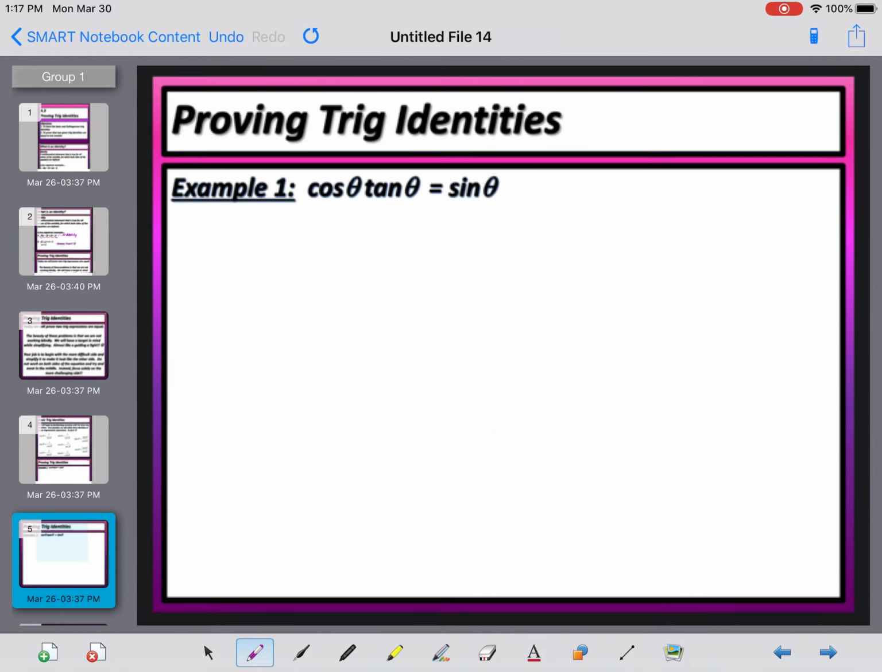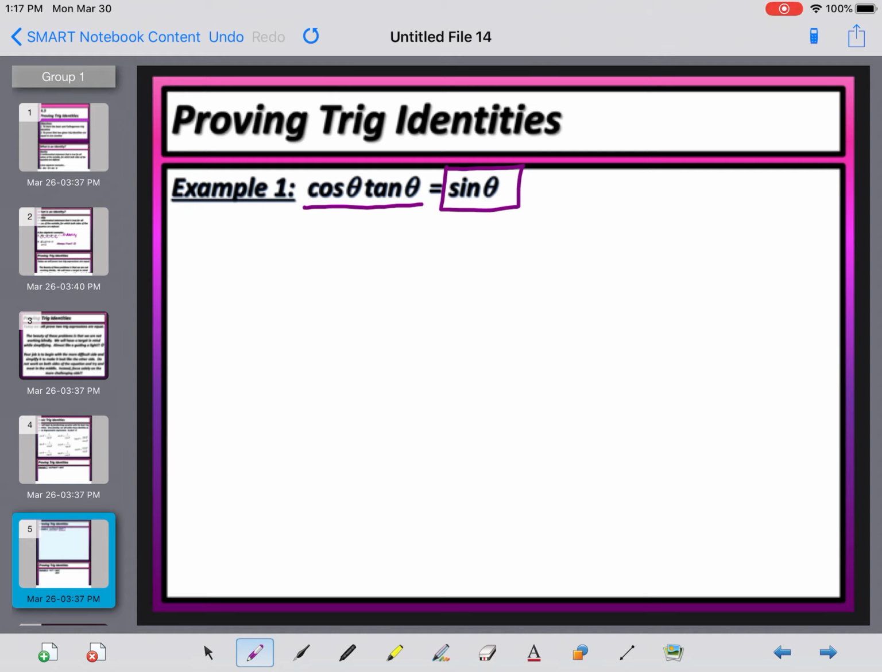So let's try and use some of these to prove that these two sides of this equation are actually showing the exact same thing. The first thing you want to do is identify the more complicated side. Clearly it has to be the left, because that has two expressions and the right side only has one. So this is our goal: the opposite side of the equation. We want to make cosine times tangent look like sine.